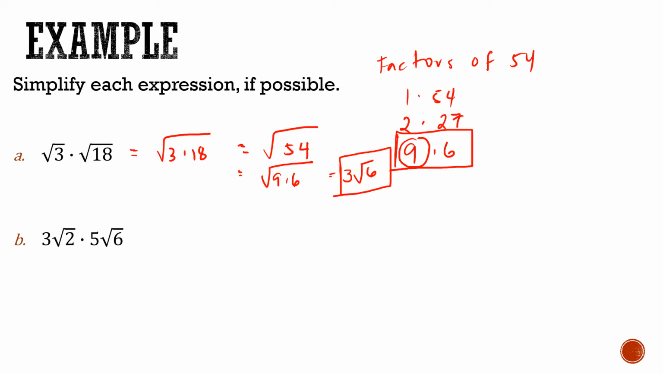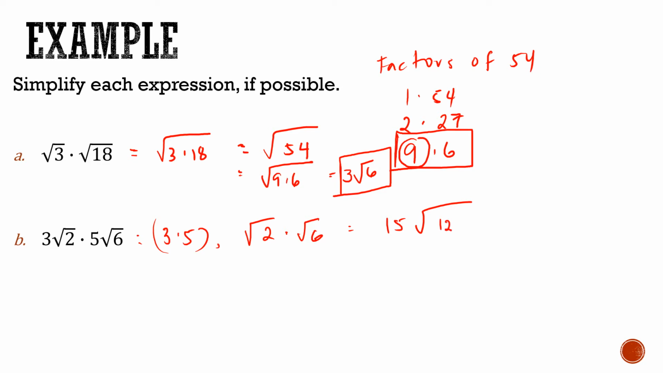The next example is 3 square root of 2 times 5 square root of 6. We will multiply the numbers outside the radical sign and the numbers inside the radical sign by group. So we have 3 times 5, and the other one is square root of 2 times square root of 6. Multiplying 3 by 5 gives us a product of 15. Then the square root of 2 times 6 is the square root of 12.